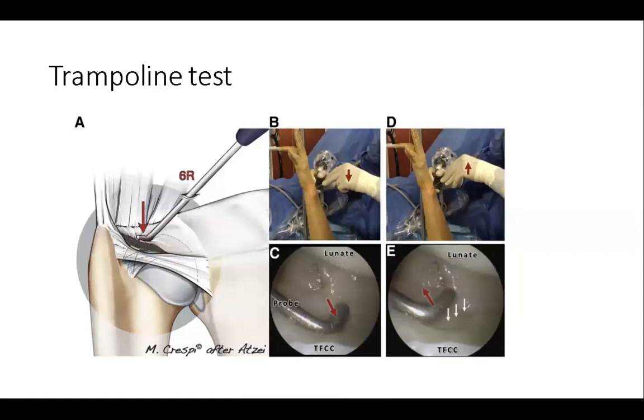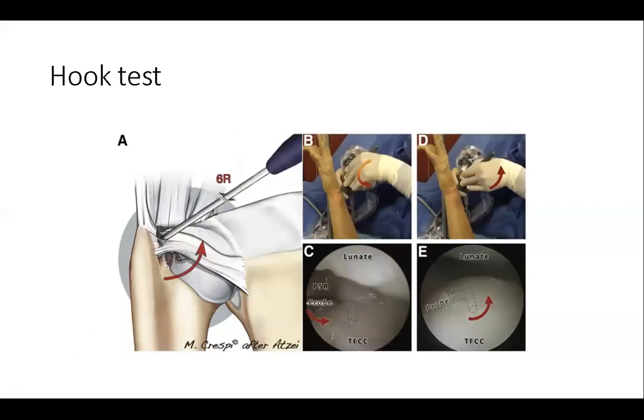This is one more test which is done intraoperatively, the trampoline test, where a probe is inserted and pressure is applied on the TFCC. The rebound ability of the TFCC determines whether the TFCC is intact or has been torn peripherally. Here the pressure is applied, and we can actually see the indentation of the probe in this figure. If this indentation is present, it denotes a positive trampoline test.